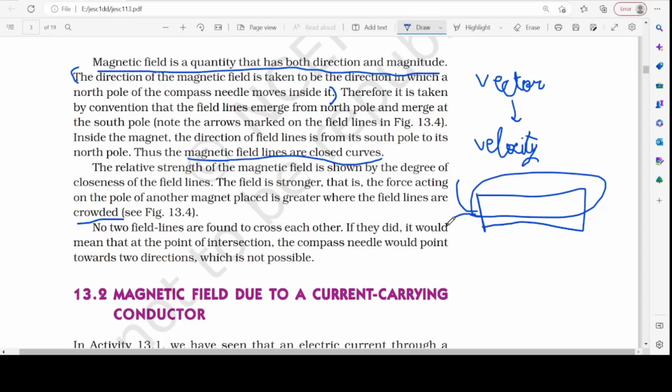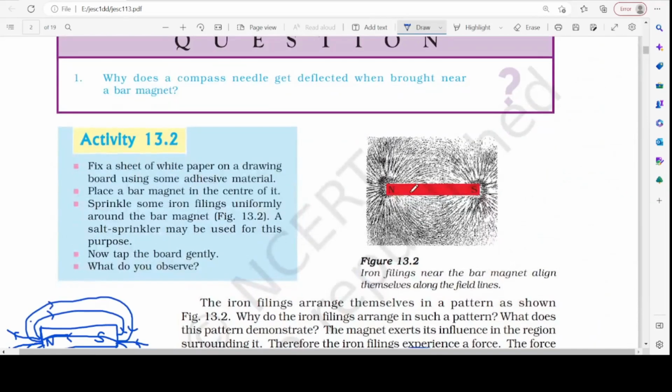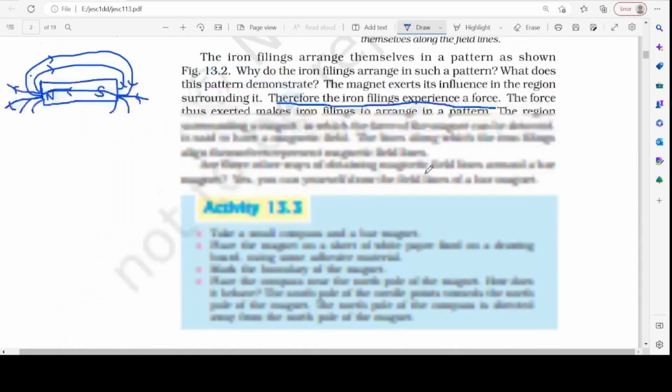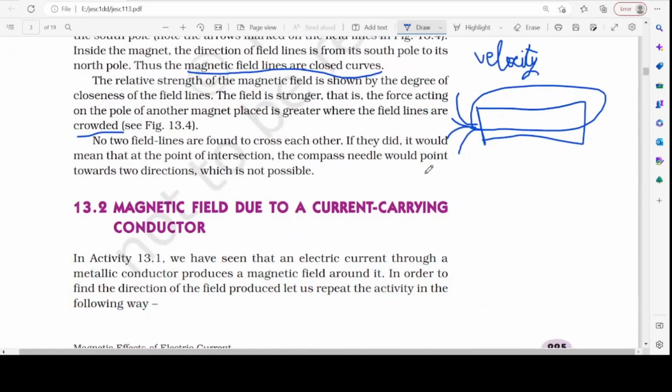That's why we see a lot of magnetic field lines crowded over there, as we can see in this activity as well. See, over here this place is a lot more crowded because here the field is stronger. But here we can see it is less crowded, because as we go away from the bar magnet, the magnetic field becomes slightly less strong. So that's why the field lines are less crowded.